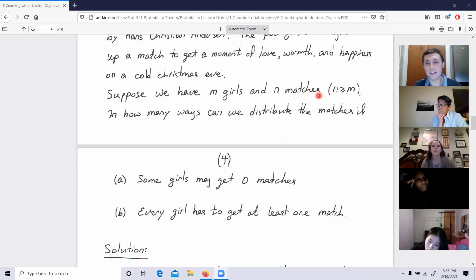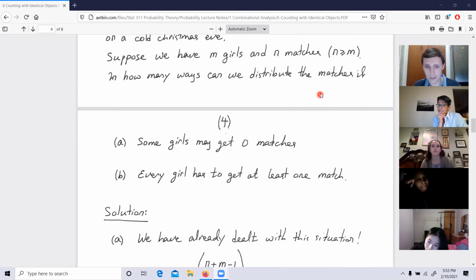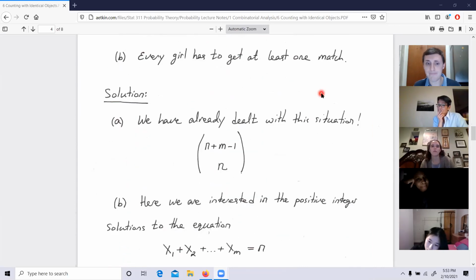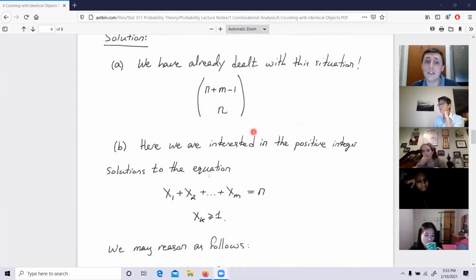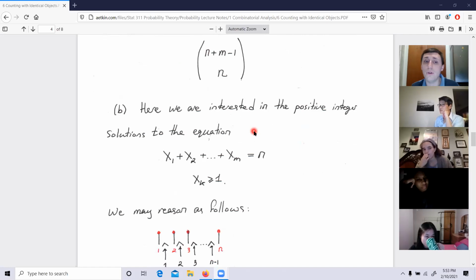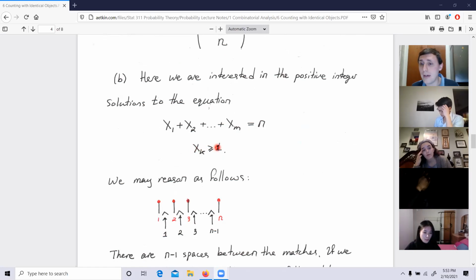All right, guys, so let's look at the solution since you're waiting for it in suspense. So obviously A, we already know how to solve. Yes, it's either N plus M minus 1, choose N, or choose M minus 1. Both are correct. Now, here is what we can do for the next problem. We are forced to have each girl must have at least one match.